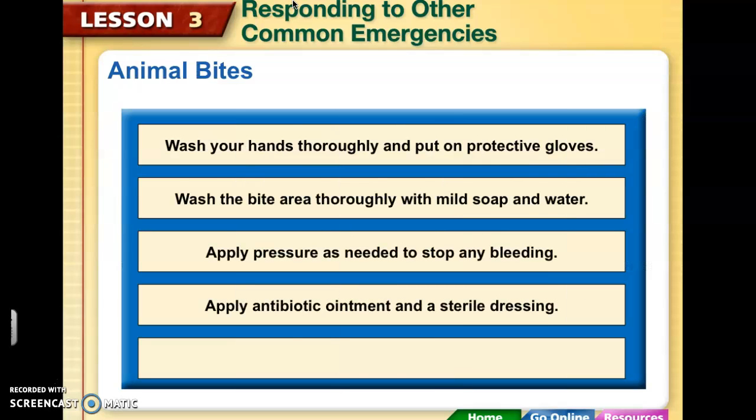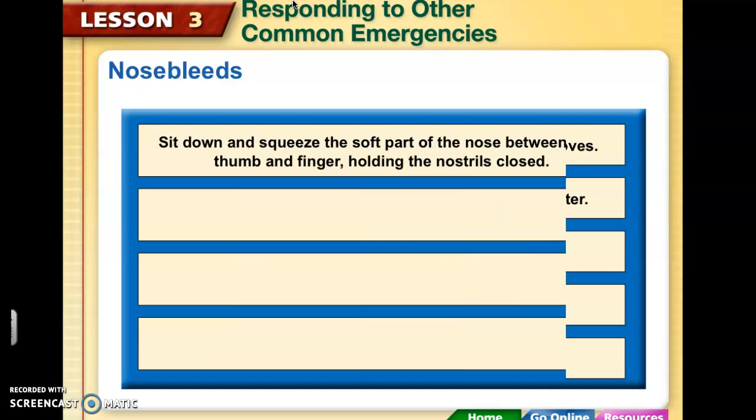What to do for animal bites: wash your hands thoroughly and put on protective gloves. Wash the bite area thoroughly with mild soap and water. Apply pressure to stop any bleeding. Apply antibiotic ointment and a sterile dressing. And of course, if the wound swells, apply ice and a towel for 10 minutes.